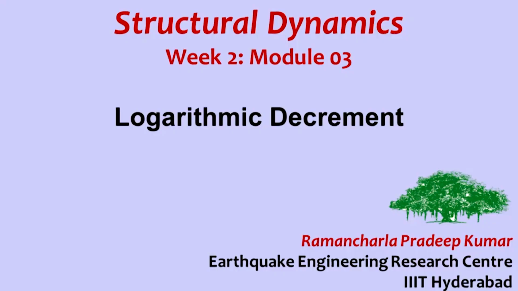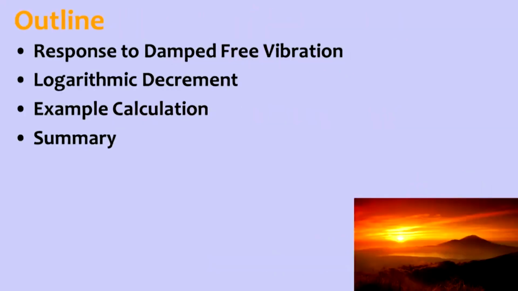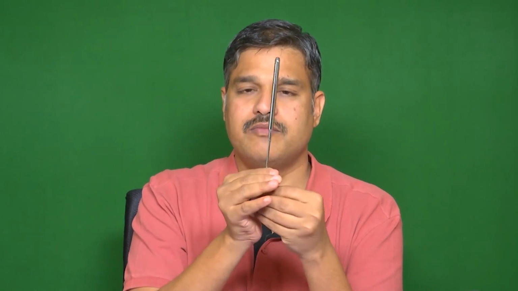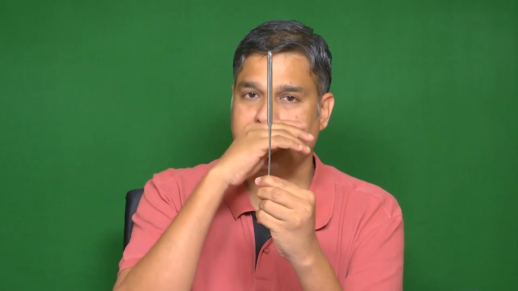In this module we discuss logarithmic decrement. Now what is this logarithmic decrement? It is like when a structure is set to vibration, when the structure is vibrating. If the structure is oscillating, because of the presence of damping in the structure, it will come to rest.